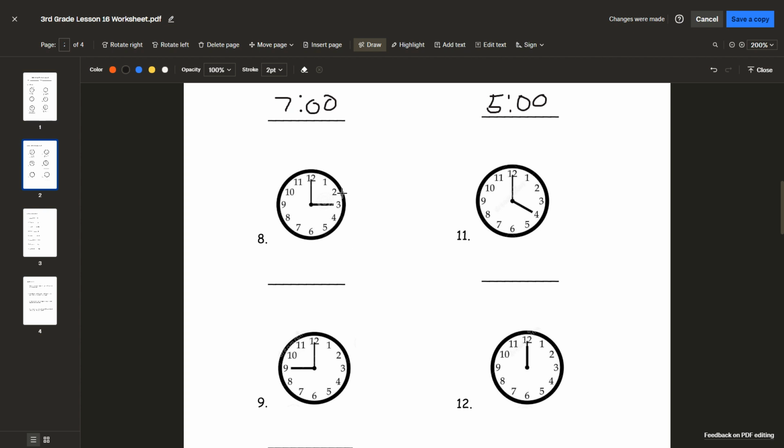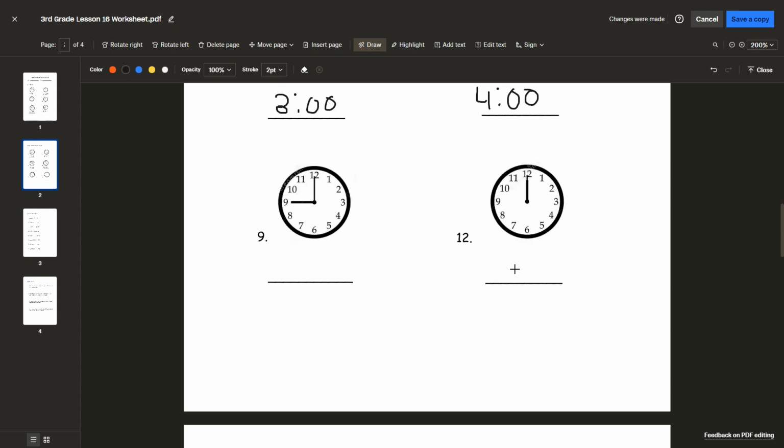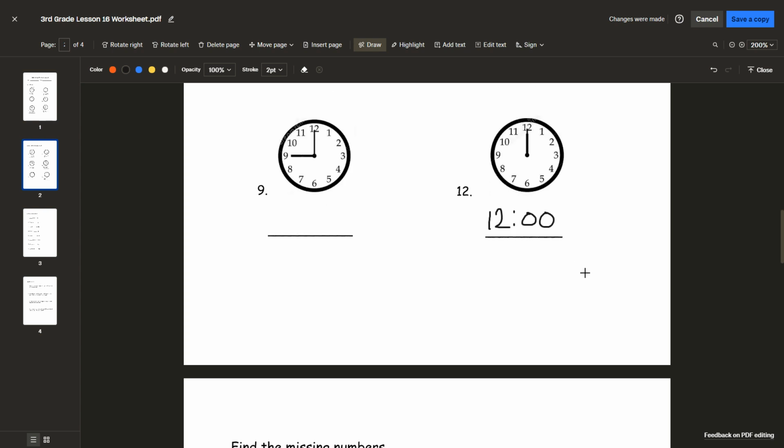Let's do number 8. So our hour hand is pointing to 3, which we can write down here. And then our minute hand is pointing at 12, which is 0, 0. Number 11. Our hour hand is pointing to 4, so we can write 4. And then our minute hand is pointing to 12, which is 0, 0. And then let's do number 12 here. So our hour hand and minute hand are both pointing at 12, so you write 12 for our hour. And then our minute hand is pointing at 12, which is 0.